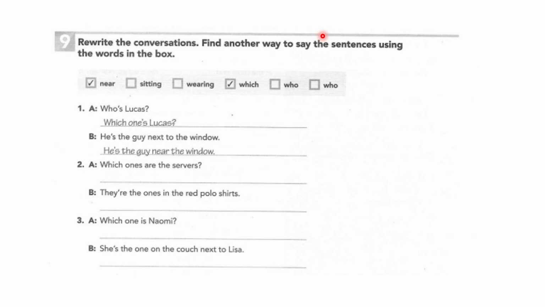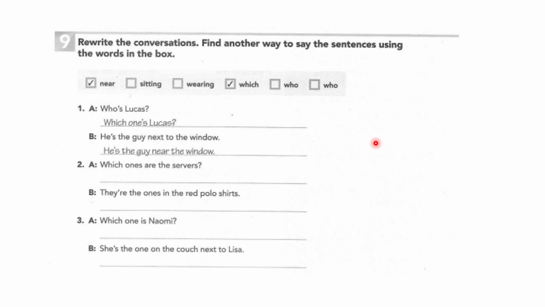Okay, so let's continue with number two. Which ones are the servers? Tell me, Jennifer, what would be the other way of asking this question? Who are the servers? Yes, who are the servers? Well done. The next, letter B, they're the ones in the red polo shirts.